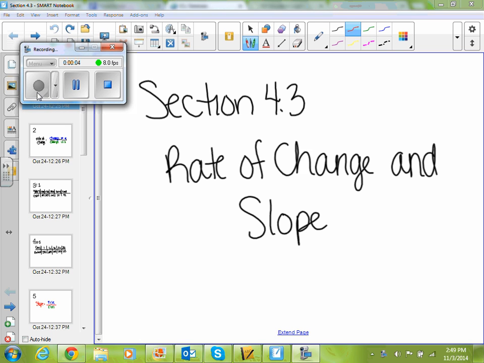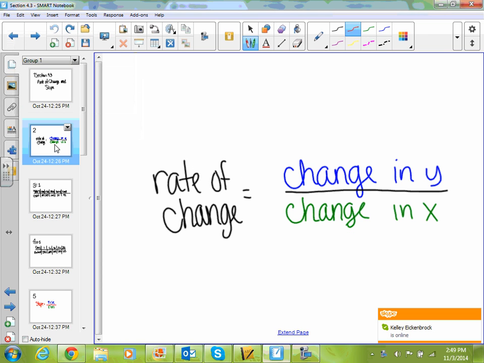Alright, so section 4.3 is on rate of change and slope. There's two things we need to know about rate of change and slope. The first one is that your rate of change is always your change in y divided by your change in x. Okay, so you're probably going to want to write that down. Rate of change is your change in y divided by your change in x.